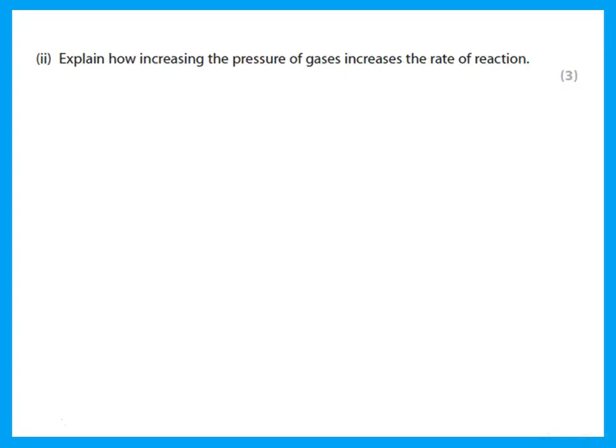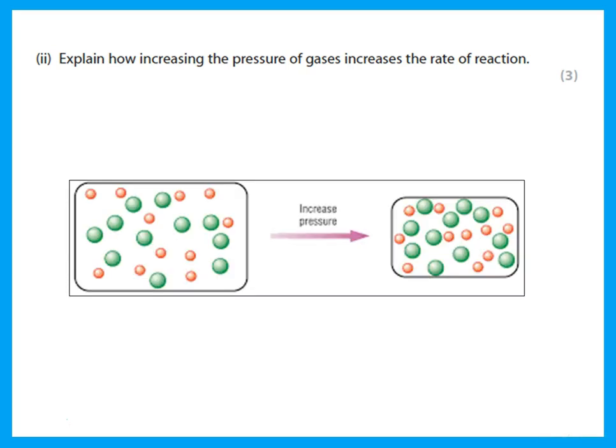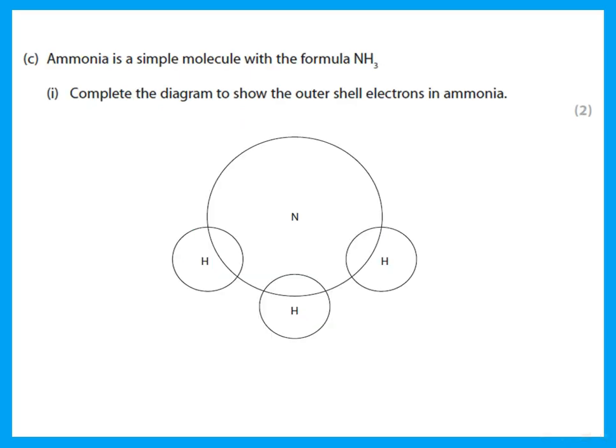Explain how increasing the pressure of gases increases the rate of a reaction. When I increase the pressure on a gas, I'm basically pressing the particles nearer to each other, so the particles are closer to each other, so more collisions can occur per minute or per second, per unit time.